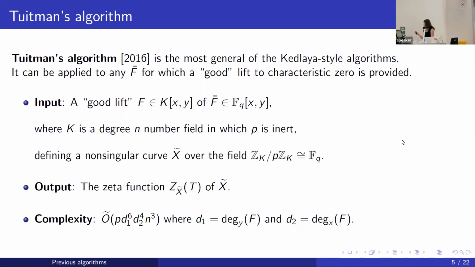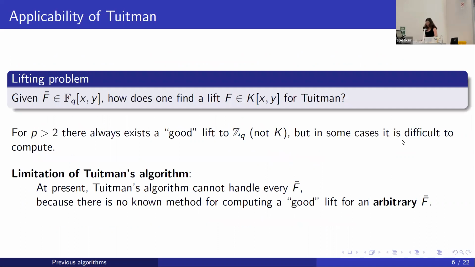The algorithm then computes the zeta function in time sextic in the Y degree of the input and quartic in the X degree of the input and is quasi-linear in p. The applicability of Tuitman's algorithm depends on the existence of algorithms that compute this required good lift.